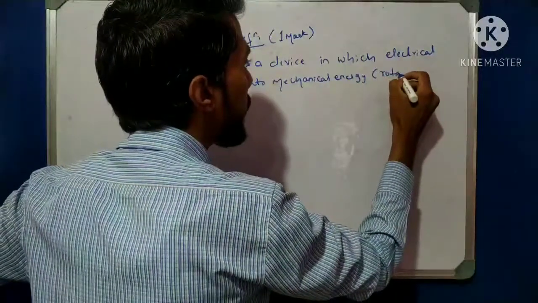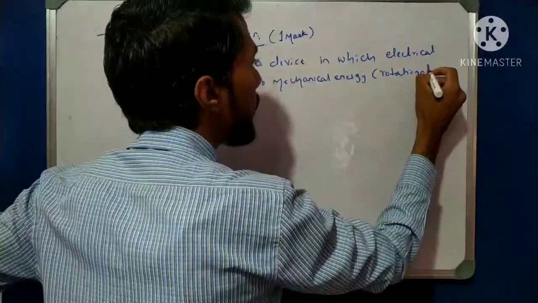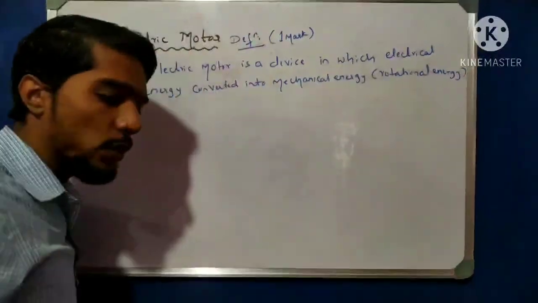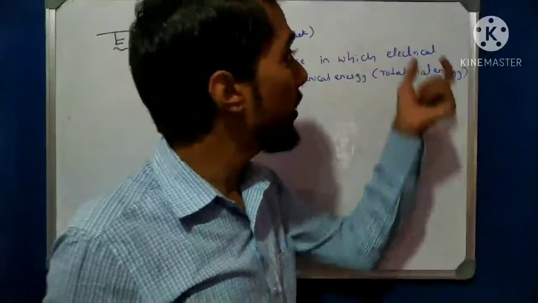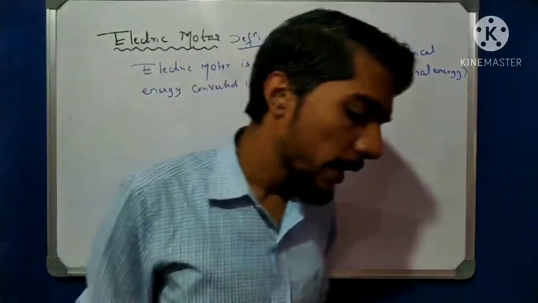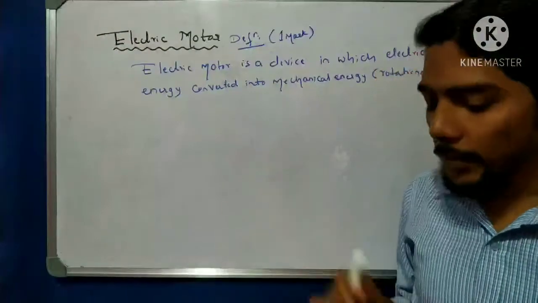Okay, we call it rotational energy. So the coin is there, it is rotated. How is it rotated? Why is it rotated? We are taking the working of an electric motor. So a simple basic point here, which we may remember very easily.